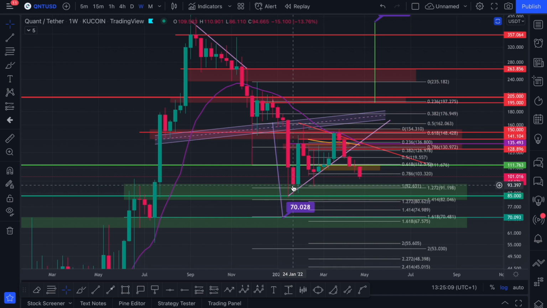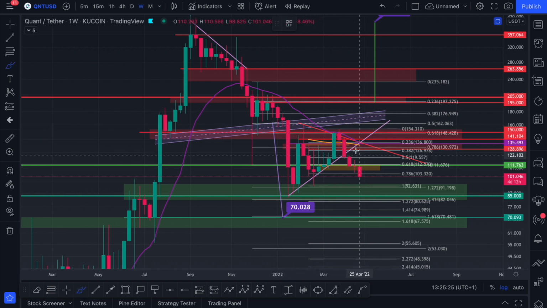Once that's done, the target will be met. Does that mean it will stop running, going down? No. Obviously, when you meet a pattern's target, you tend to form a new pattern. So this is what I would personally anticipate. I would like to see us meet this target and then start to form a double bottom.